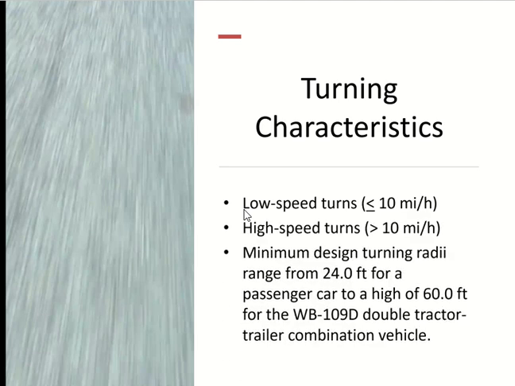Turning characteristics can be divided into two types: low speed turn and high speed turn. What is the difference between them? The difference between low speed and high speed is 10 miles per hour, which is around 16 kilometers per hour. So anything less than that is low speed, anything more than that is high speed. What is the difference between them? The effect of external forces. When the car is moving, it has air resistance, it has weight, it has friction, and so on. If the car is moving slowly, these external resistances will be less. If the car moves faster, the external resistance will be more.